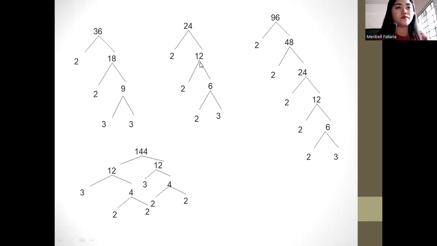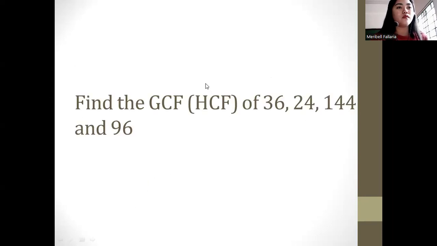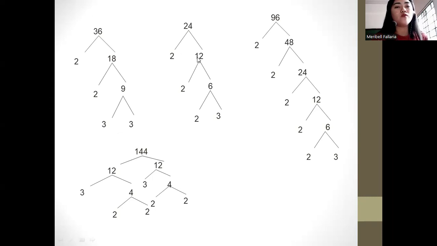Next, we have 24, we have 2 times 12. And the 12 is not a prime, then expand. 2 times 6. 6 is not a prime, so expand 6, 2 times 3. So this is all a prime number. Next is 96. Just like what we did kanina, we take two numbers that if you multiply it will be equal to the number. Ayan, as you can see.